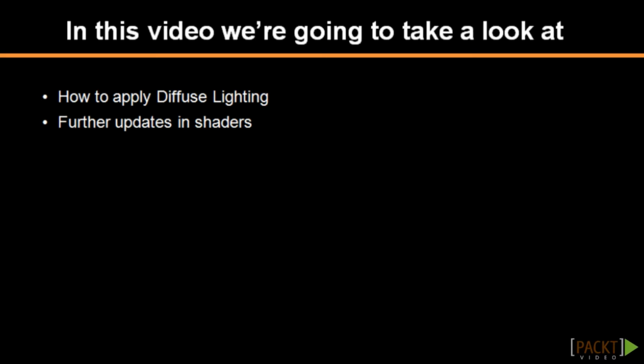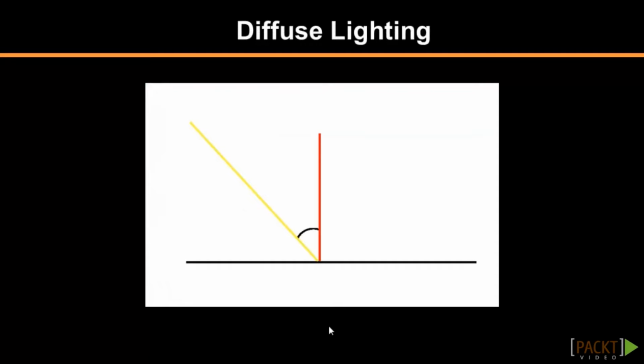Hello everyone, this video is entitled Diffuse Lighting, and in this lesson we will be learning about diffuse lighting and further updating our shaders. Diffuse lighting represents light hitting the surface from a light source, and its intensity is view direction independent.